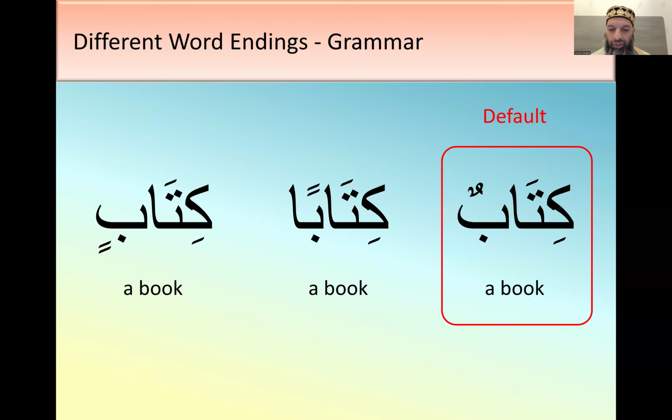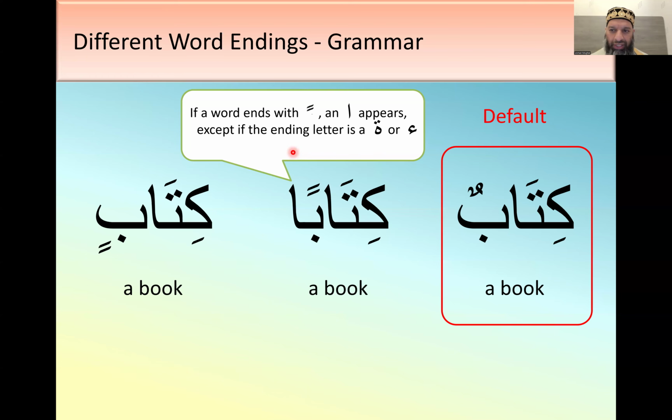Right. So you're correctly saying this middle one has an alif there. What's going on? Where does this come from? And why is it there? So here's the answer. I don't know why, it's just Arabic. But if a word ends in a double fatha, a double zabar, then an alif appears there. It just does.